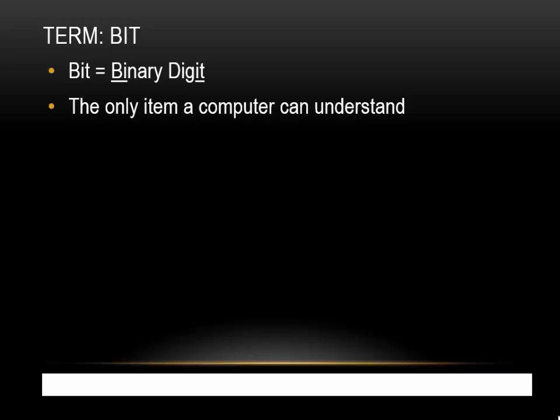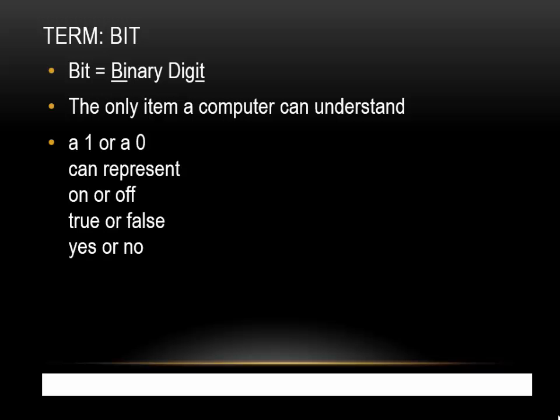Term: Bit. Bit equals binary digit. The only item a computer can understand. A 1 or a 0 can represent on or off, true or false, yes or no.